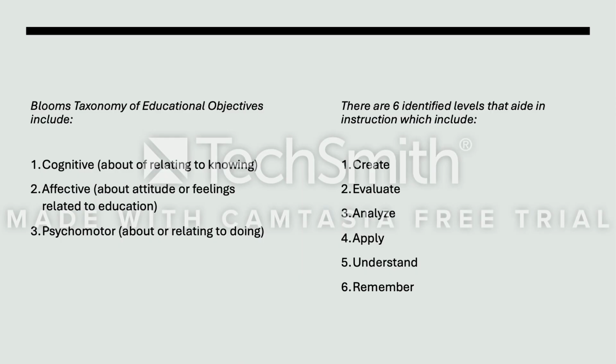Application of Bloom's taxonomy will aid in developing an effective learning plan or strategy. Bloom's taxonomy of educational objectives includes cognitive, which is about or relating to knowing; affective, about attitude or feelings related to education; and psychomotor, which is about or relating to doing. There are 6 identified levels that aid in instruction, which include create, evaluate, analyze, apply, understand, and remember. The first 2 objectives support the cognitive section of Bloom's taxonomy, whereas the last 2 play more into the psychomotor and the doing aspect of the taxonomy. Throughout the rest of this presentation, we'll look at active learning and identify domains that will be highlighted.